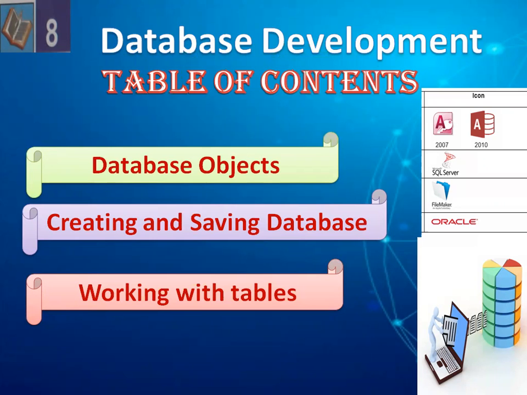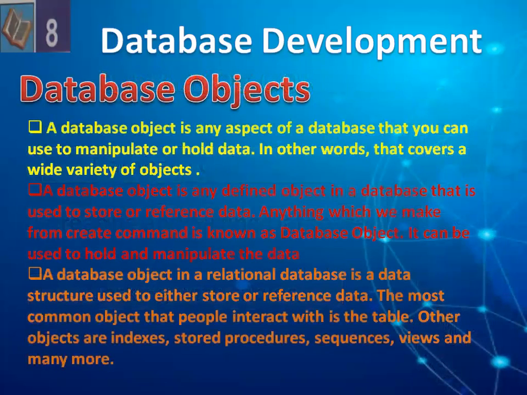The first and the most important database object is table. So first of all, what is database object? A database object is any aspect of a database that you can use to manipulate or hold data. In other words, that covers a wide variety of objects. A database object is any defined object in a database that is used to store or reference data. Anything which we make from create command is known as database object. It can be used to hold and manipulate the data.